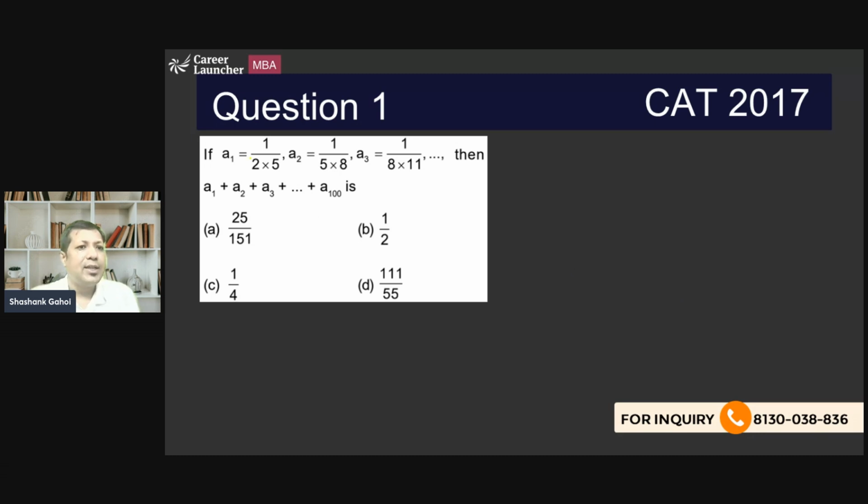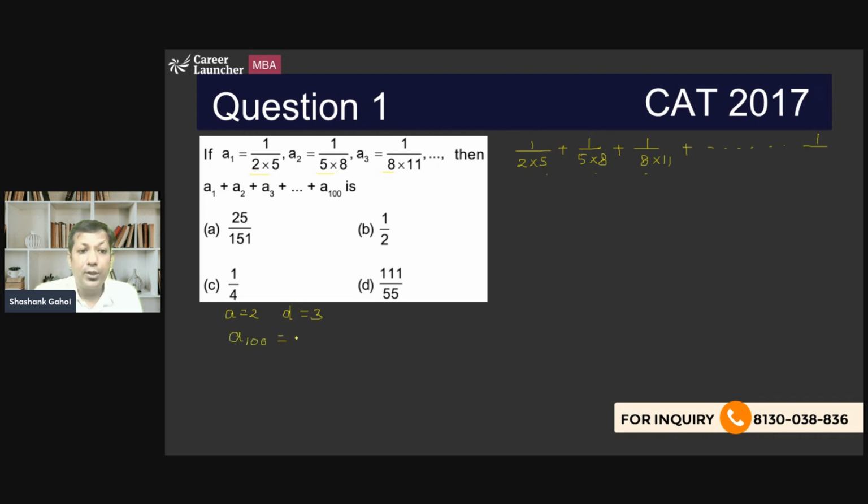So it says a1 is equal to 1 upon 2 into 5 plus 1 upon 5 into 8 plus 1 upon 8 into 11. Now this is the first term, this is the second term, this is the third term, and so on up to the 100th term. The numbers 2, 5, 8 should form an AP. So the first term of the AP is 2. The next term of the AP is 5. So the first term is 2 and the common difference is 3. So what is the 100th term?